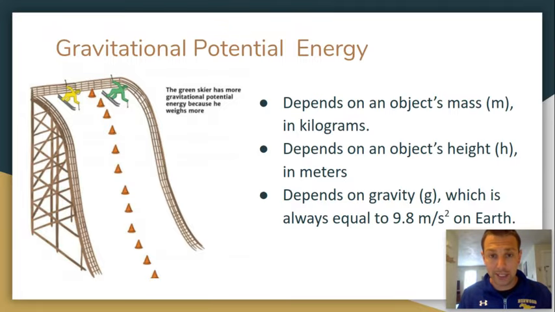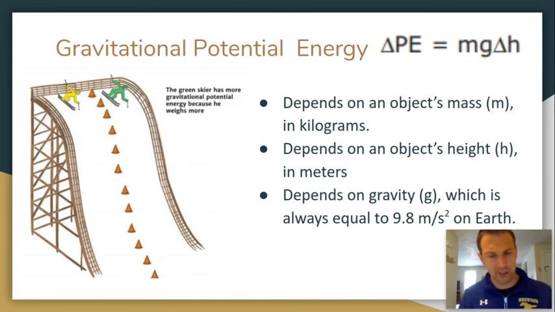So let's do a practice calculation with gravitational potential energy. We need an equation in order to make that happen, though. The equation on your sheet for gravitational potential energy is ΔPE equals mgΔh. But you might notice in that formula a couple of those triangle symbols. And maybe you remember from math class that when you see one of those triangle symbols, it's actually the Greek letter delta, which means change.